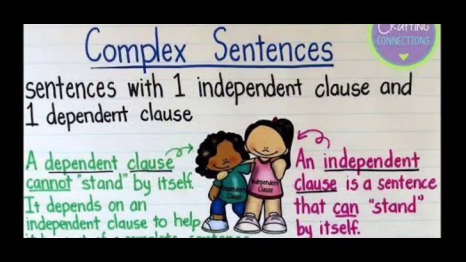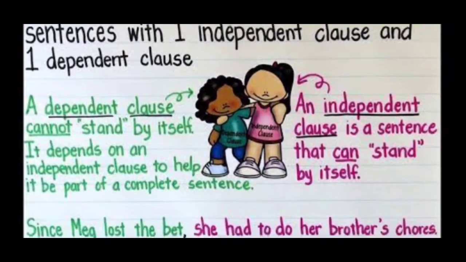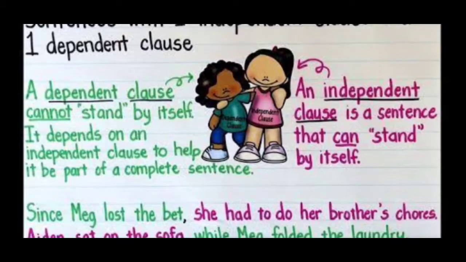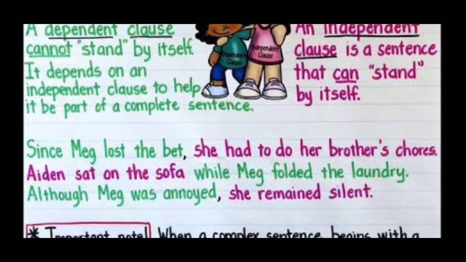Children, in a complex sentence, as we know, there is one dependent clause and one independent clause. A dependent clause cannot stand by itself. It depends on an independent clause to help complete a sentence. Whereas an independent clause is a sentence that can stand by itself with a complete meaning. But a dependent clause cannot give complete meaning without the help of the independent clause, that is the main clause, children. So a dependent clause is an incomplete sentence which depends on the main clause, which gives complete meaning.